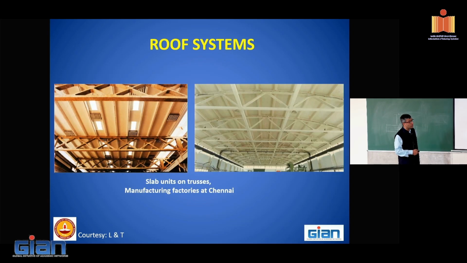Here you can see how nicely an industrial building can be made. These are ribbed slab units. Why ribbed? Again, these are like stiffeners. The span is increasing, hence these ribbed slab units can even be pre-stressed, like precast pre-tension. These ribbed slab units are supported on trusses. These are then supported on columns. This is another option.